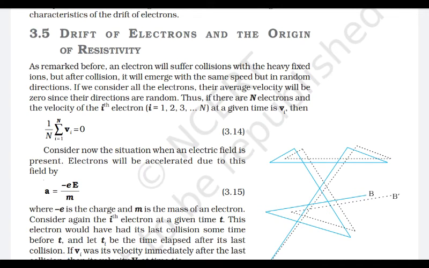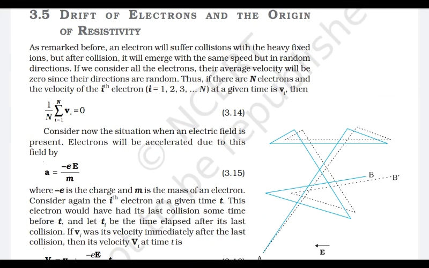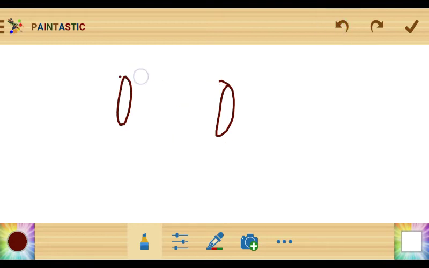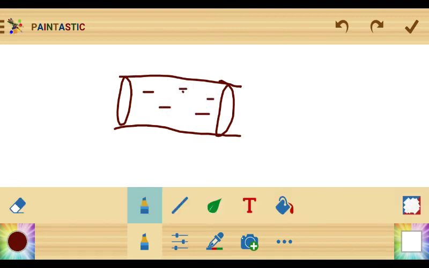Every metal has a large number of free electrons which are in a state of continuous, rapid and zigzag motion within the conductor. Okay, if I draw a conductor and electrons, instead of that I'll use negative signs for electrons. So every metal has a large number of free electrons in continuous rapid zigzag motion within the body of the conductor, like free molecules of a gas.